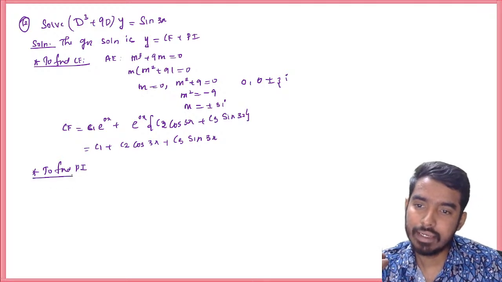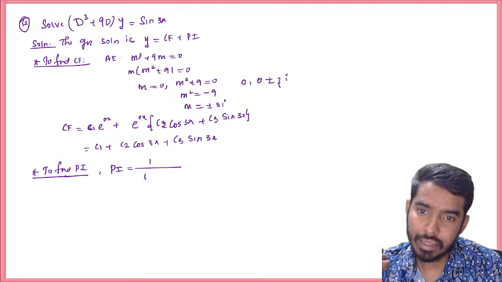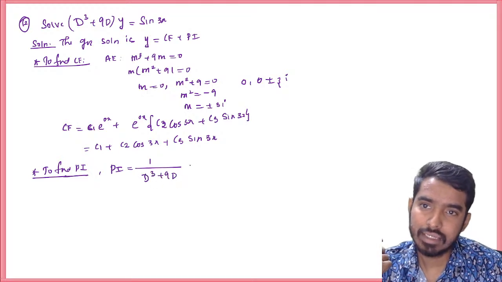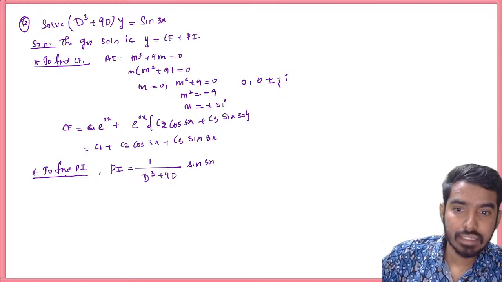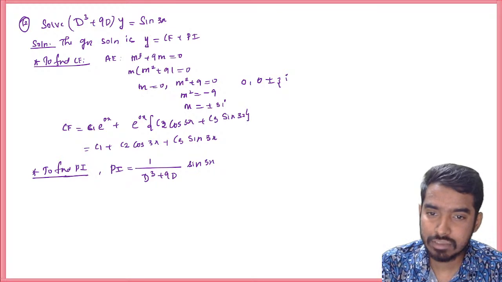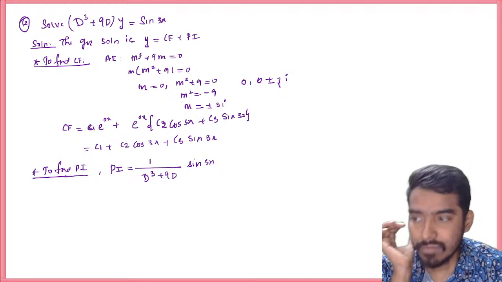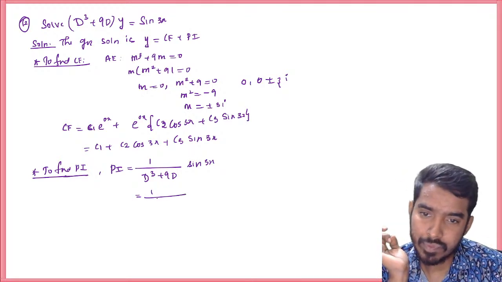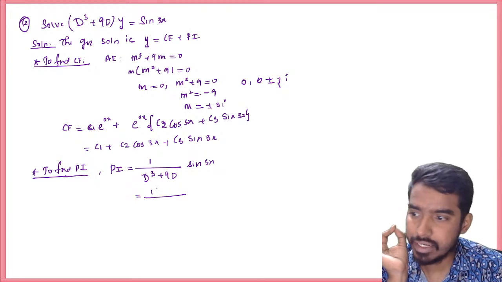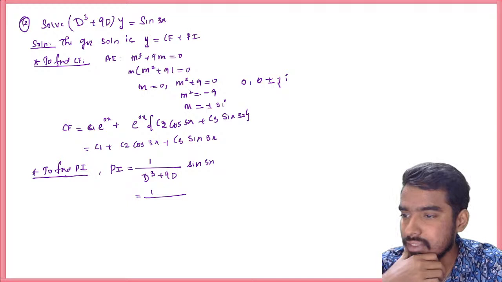Now to find PI, this is very important. The particular integral is given by 1 divided by D cube plus 9D of sin 3x, right? Now we have to replace D square by minus a square. What we can do is you just take one D outside here, or else we can also do it like this.